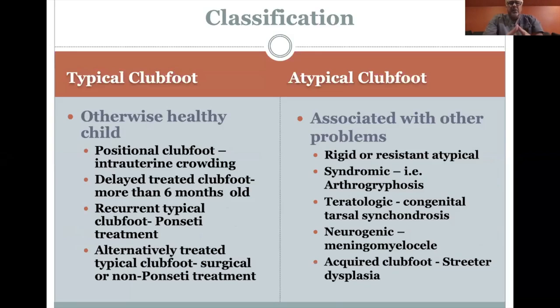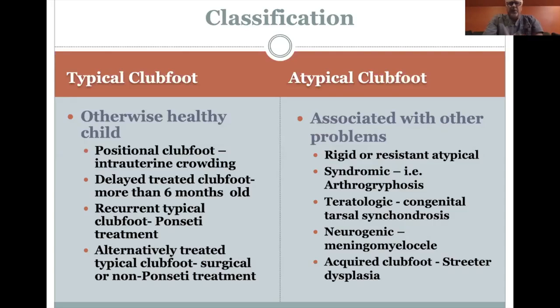There are essentially two types of clubfoot deformity, typical and atypical. Typical is your otherwise healthy child. It's a positional clubfoot due to intrauterine crowding. Delayed treatment is considered more than 6 months old before initial treatment. Recurrent typical clubfoot means they've had the Ponseti treatment in the past and it's come back. And then alternatively treated clubfoot is a post-surgical or non-Ponseti treatment. So those are subcategories within the typical clubfoot category.